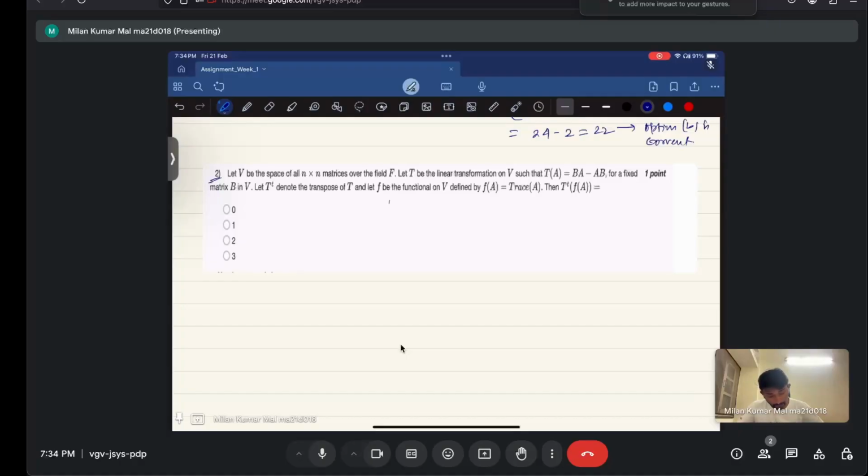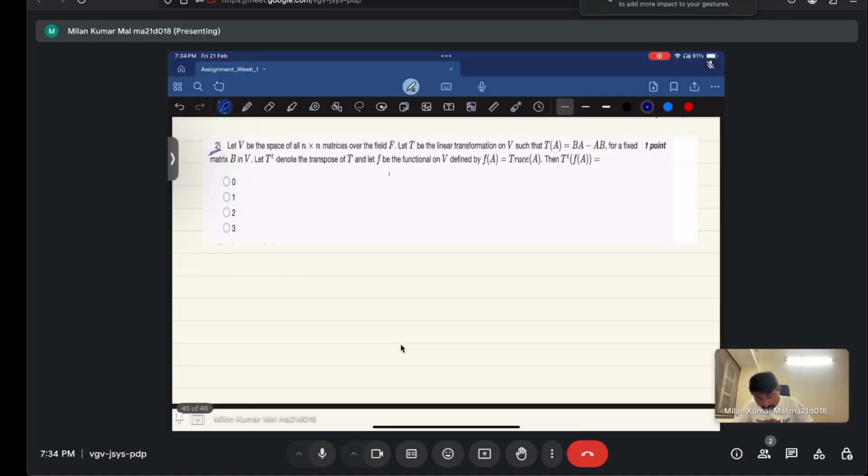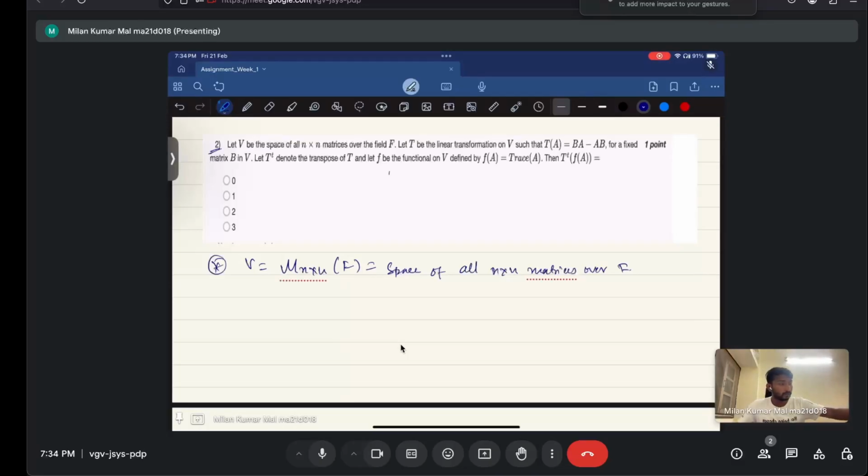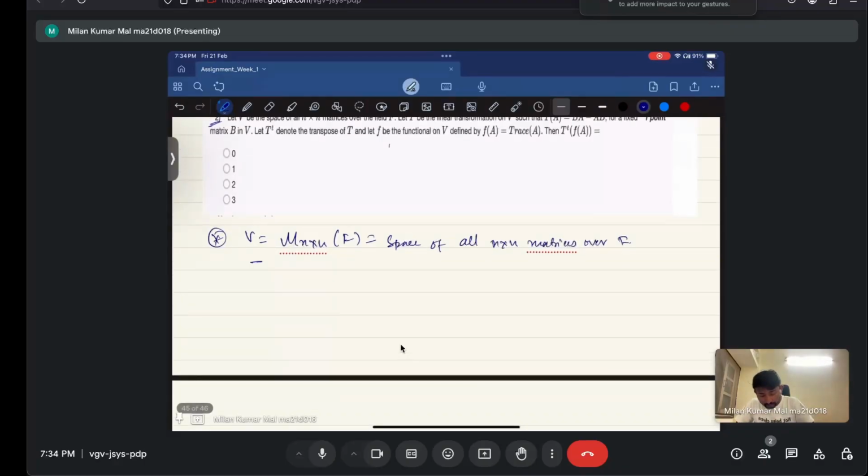Let V be the space of all n by n matrices over the field F, and let T be the linear transformation from V to V defined by T of A equals BA minus AB for a fixed matrix B in n by n.